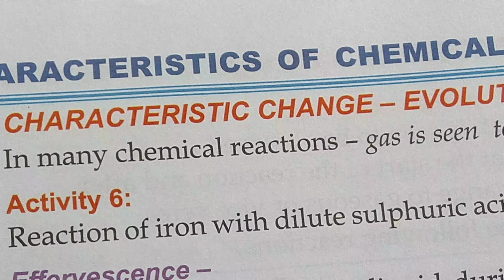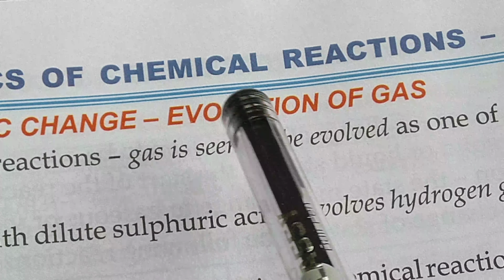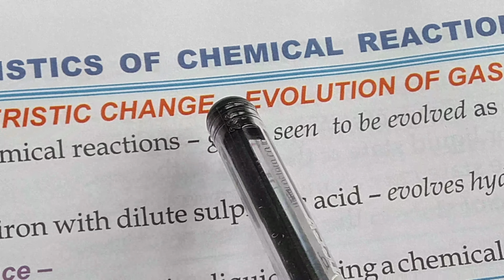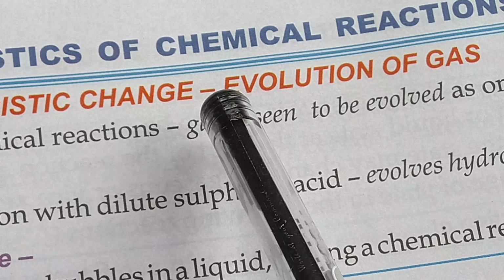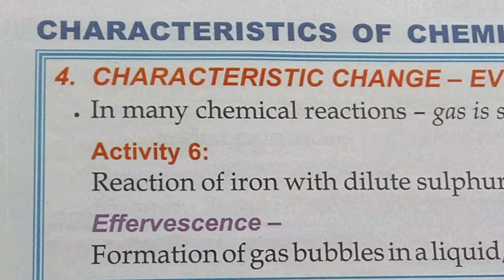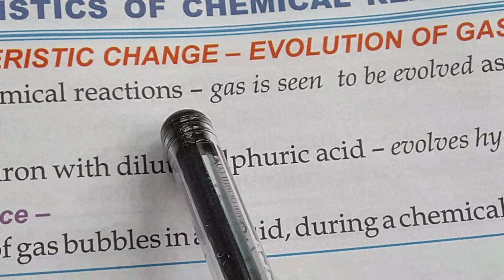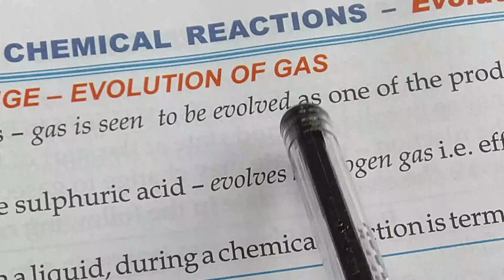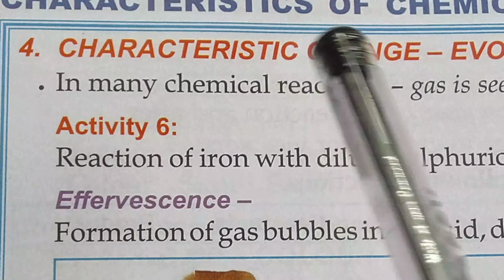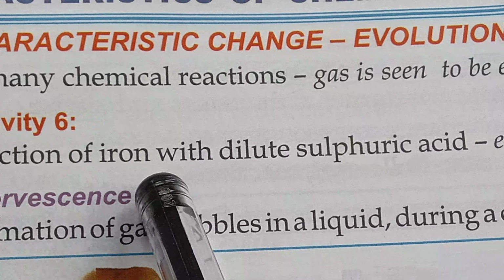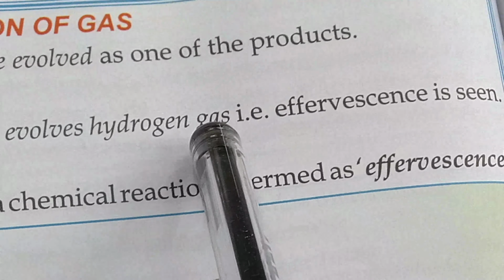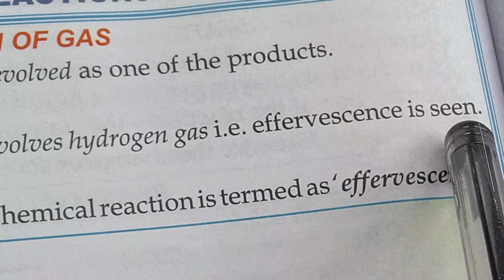Next, characteristics of chemical reaction: evolution of gas. So it is a characteristic of chemical reaction and it also indicates the chemical change. Evolution of gas. In many chemical reactions, gas is seen to be evolved as one of the products. Activity 6. Reaction of iron with dilute sulfuric acid evolves hydrogen gas. Effervescence is seen.